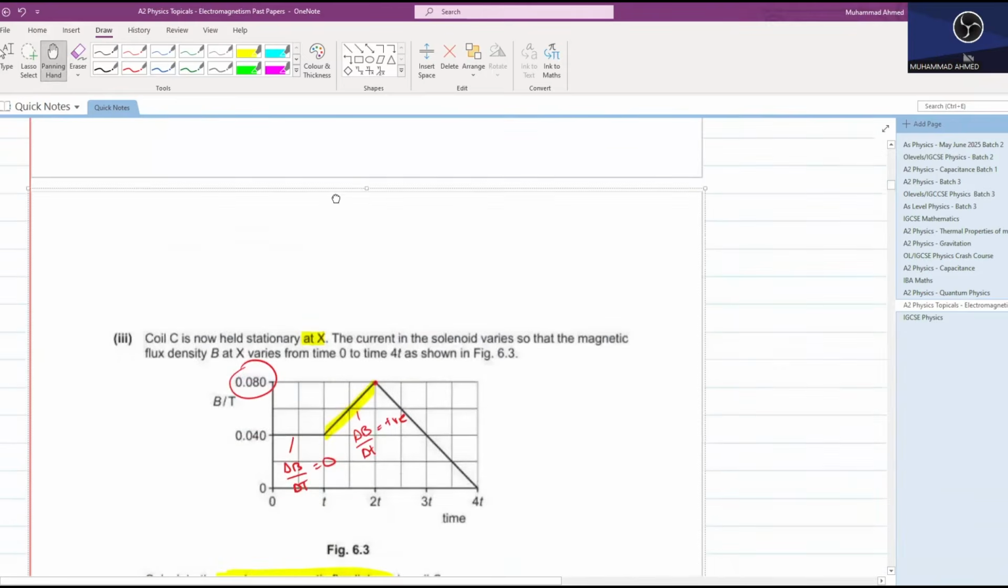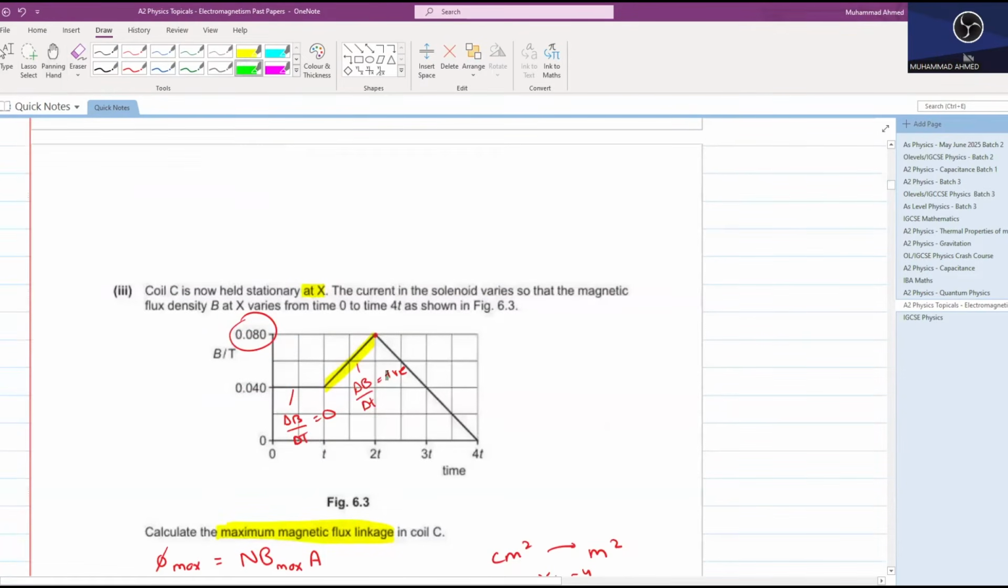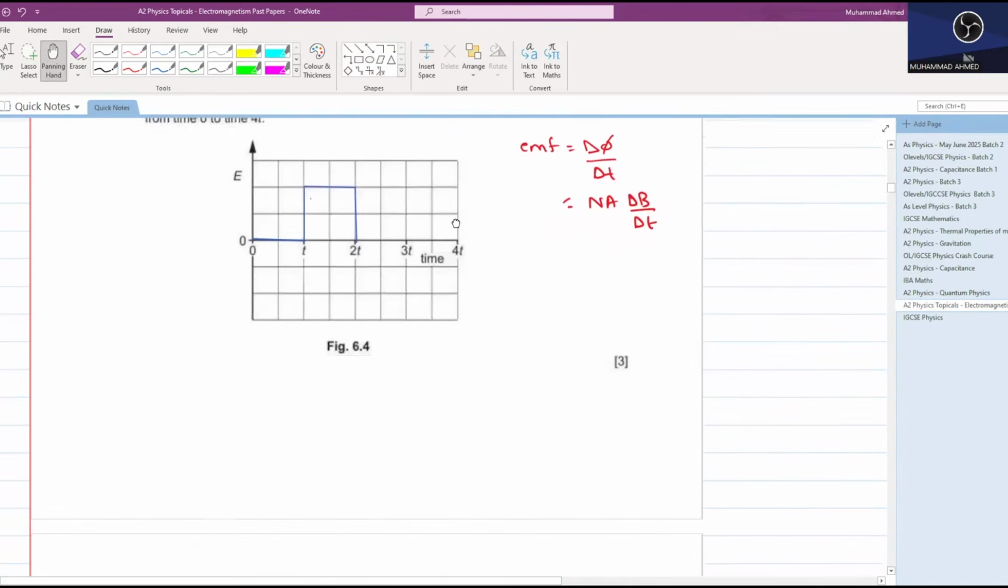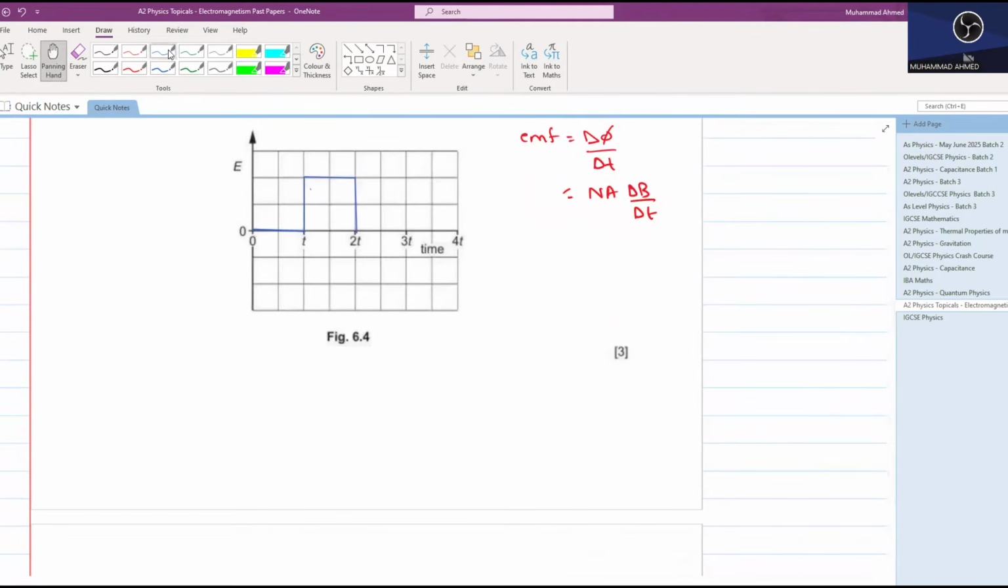So now from 2t till 4t, you have a negative gradient. This is your negative gradient. Change in B over change in t is negative. Okay, so your EMF will also be negative. Let's draw it as well. Something like this. Oh, I hate my drawing. Literally, this is the worst thing to happen to humanity. So, yeah, something like this.